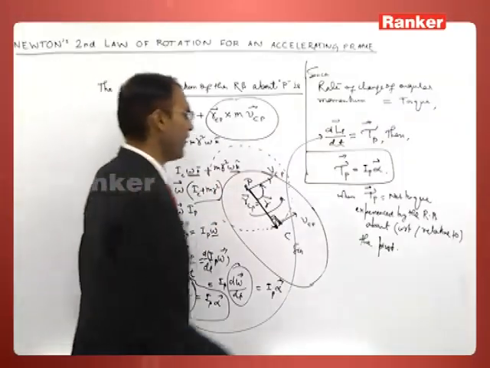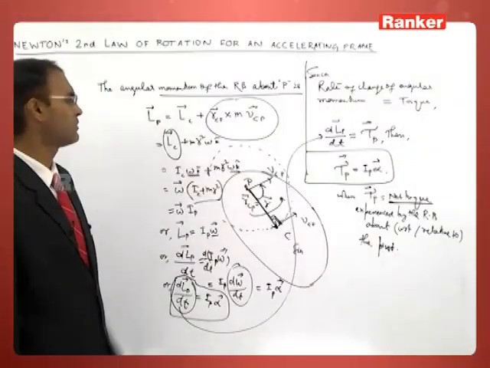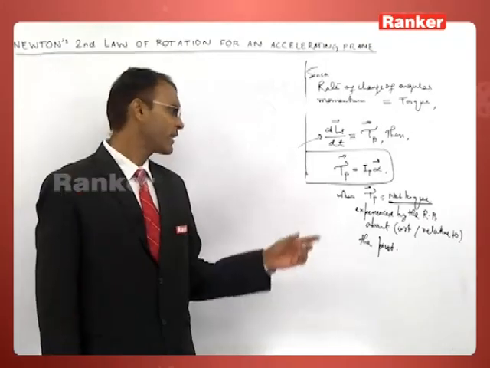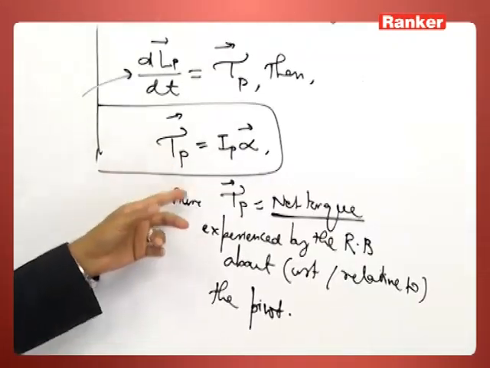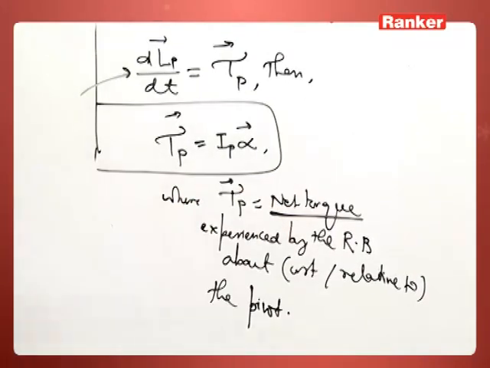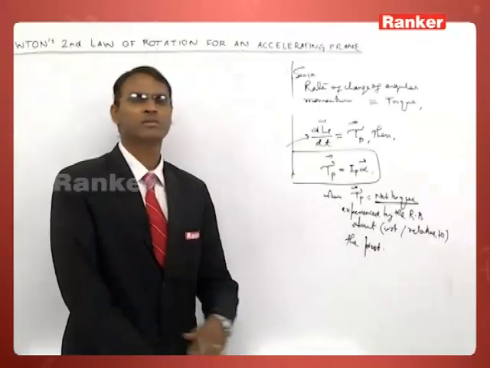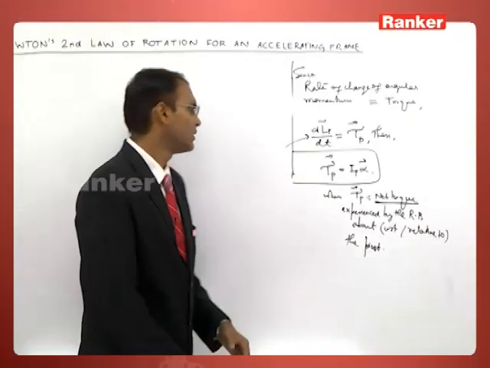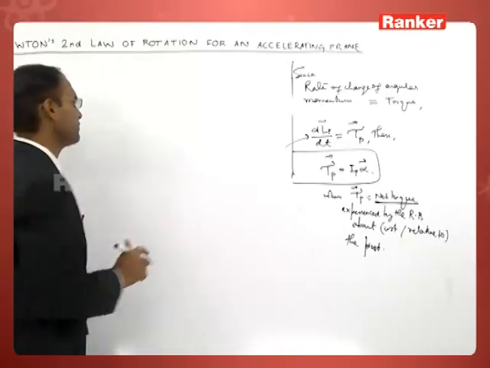Here there is a subtle point, net torque. We will talk about this matter now. So we are getting tau p equal to Ip into alpha. Here tau p is the net torque experienced by the rigid body about the pivot. What is that net torque? What is the meaning of the net torque? Let me explain.